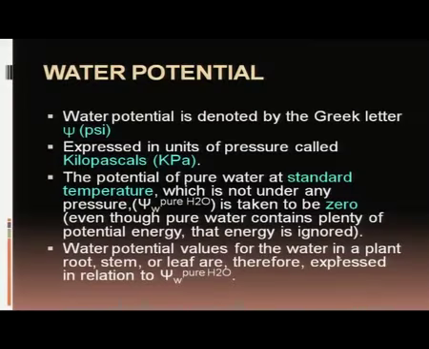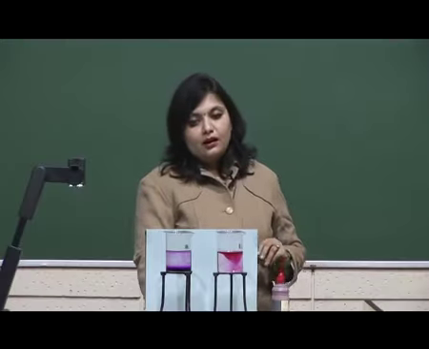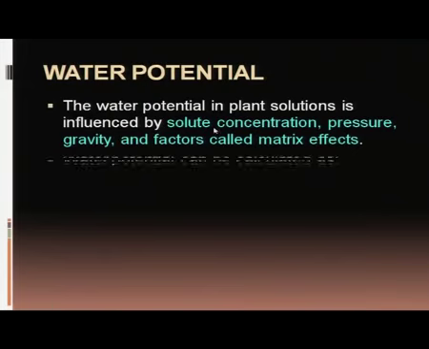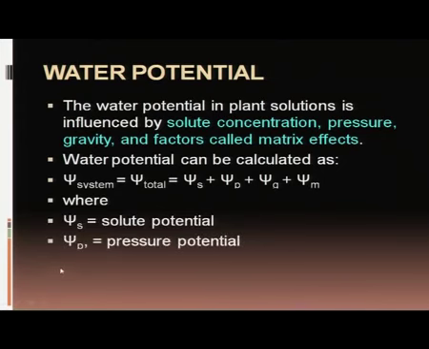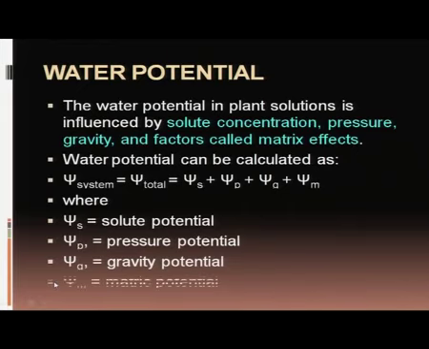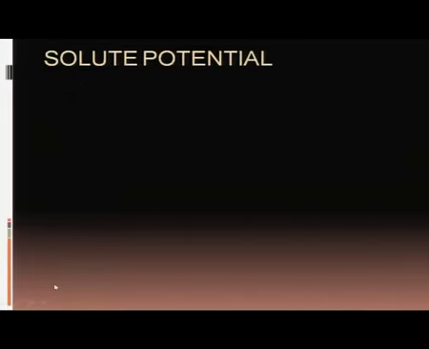So, water potential values for plant water in roots, stems and leaves are expressed in relation to the water potential of pure water. I am repeating again and again that it is to be taken in reference to something. Water potential depends upon solute, pressure, gravity and matrix effects. So, the water potential of a system can be denoted by the sum of all these, where psi s is the solute potential, psi p the pressure potential, psi g the gravity potential and psi m the matrix potential.